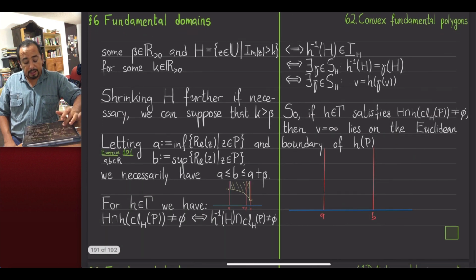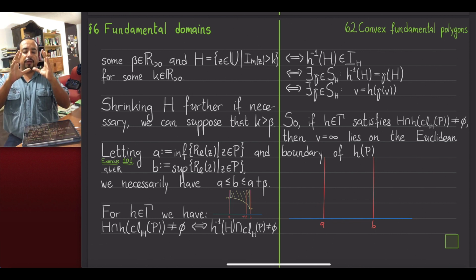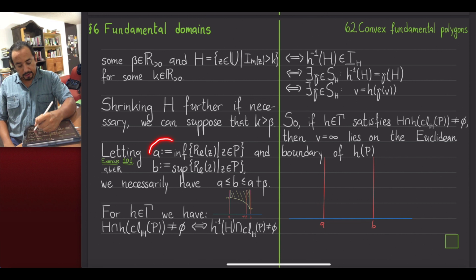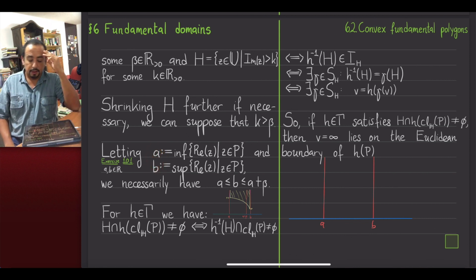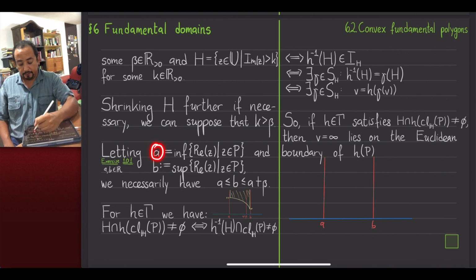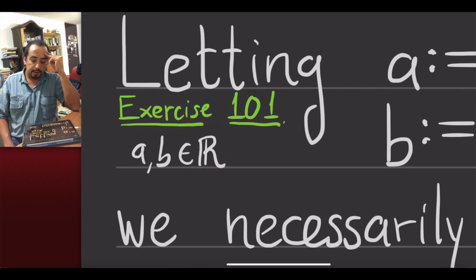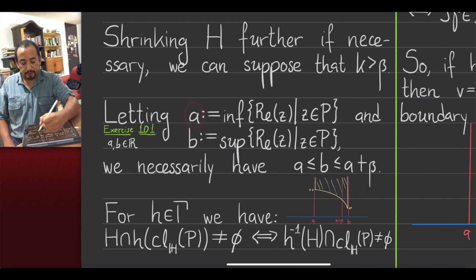Okay, now think about P, the original convex locally finite fundamental domain. I'm going to see from where to where it runs horizontally. So I consider the infimum of the real parts of its elements and the supremum of the real parts of its elements. So it runs from A to B. Of course, A is less or equal than B. That's obvious. And I leave it as an exercise to show that these are actually real numbers: that A is not minus infinity and that B is not plus infinity.